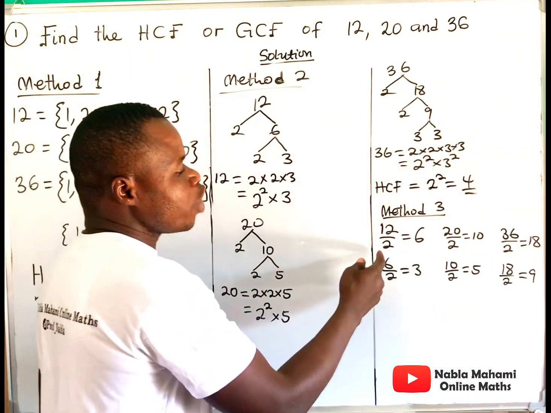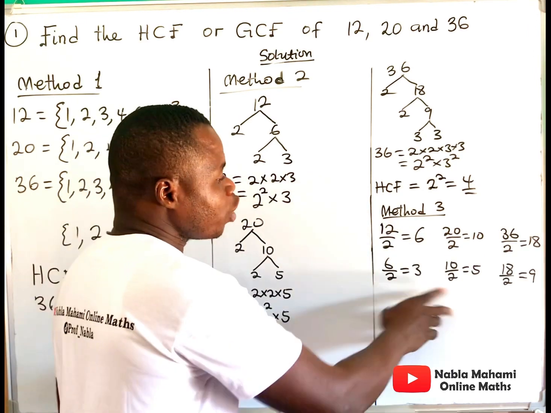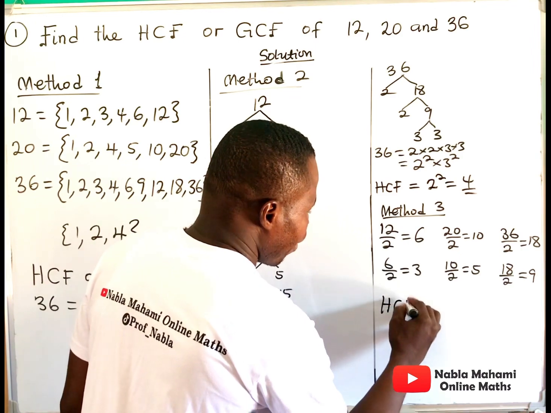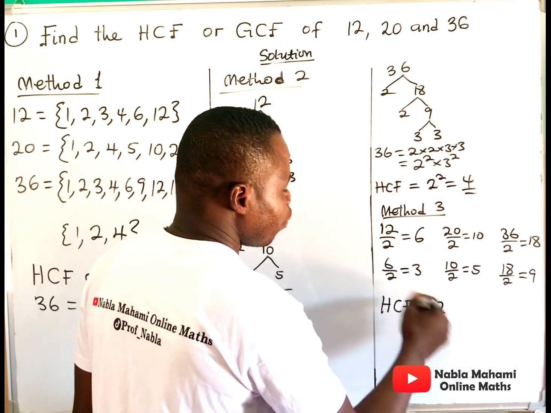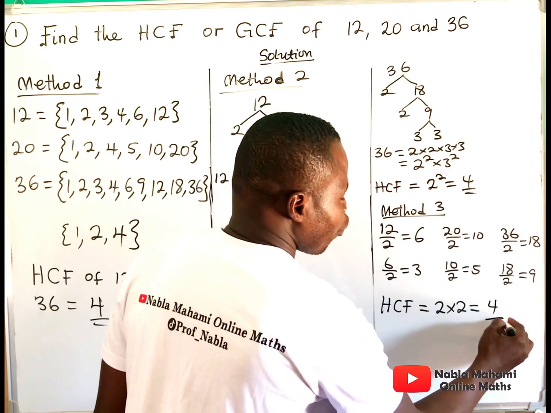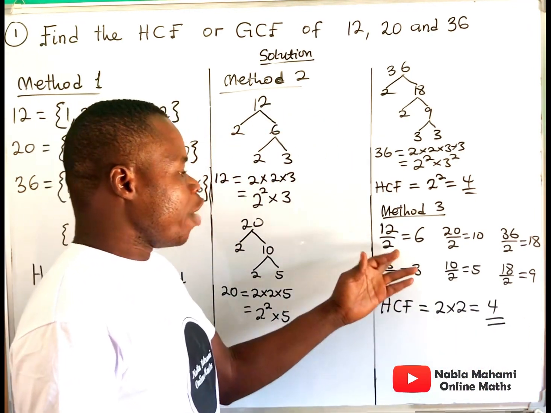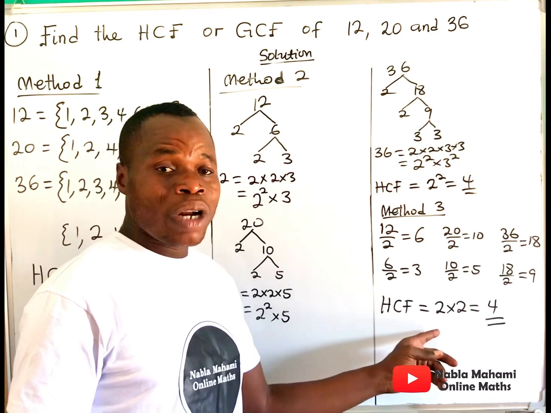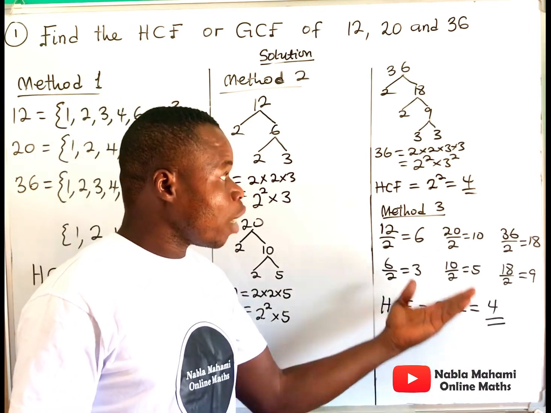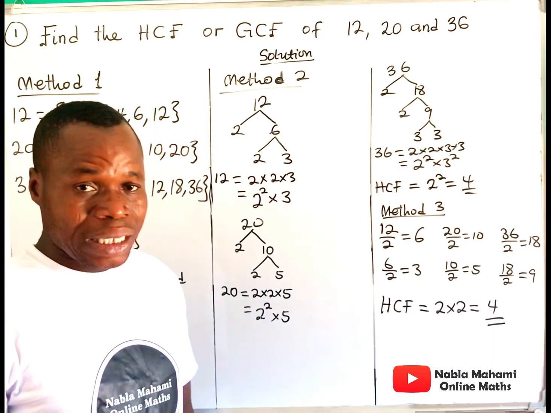So you stop here. And now take the numbers that you used for the division and multiply them together. You can see that the first division we used 2 throughout. Then the second division too, we used the same 2. So my HCF will be equal to the number for the first division times the number for the second division, which is also 2. So 2 times 2 is equal to 4. If the second division were using 3, then the answer would have been 2 times 3. But we are using the same 2 again to divide. So that one too has given us 4 as our answer.